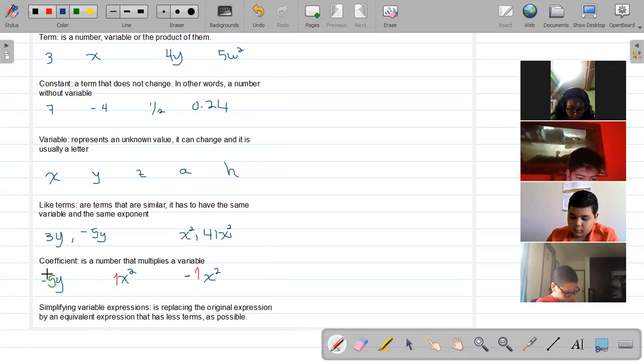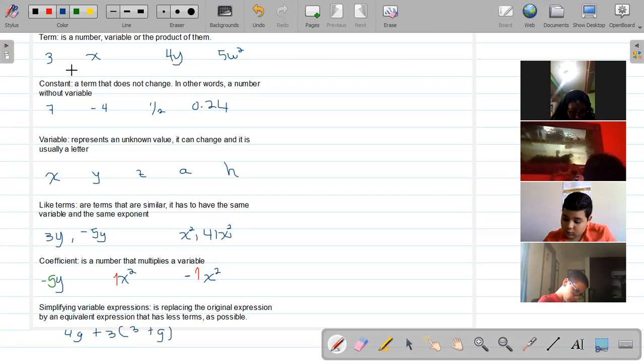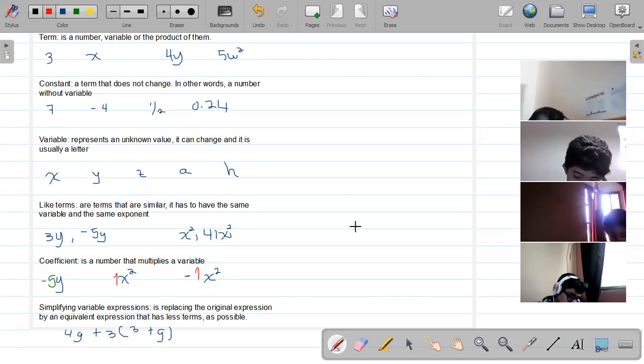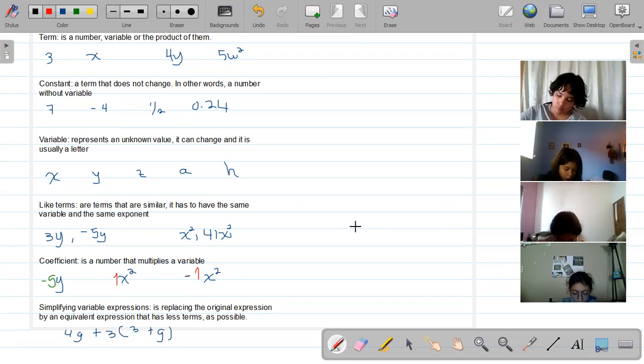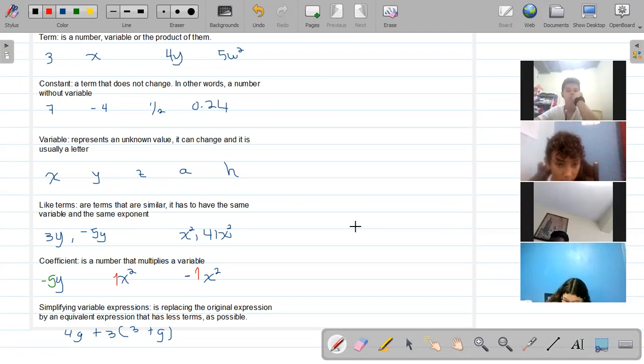Okay, so if I have, for example, I'm going to start with something easy. I have 4G plus 3 parentheses 3 plus G, okay? We have that. And we're going to use a lot of things that we have seen already. We're going to use properties. We're going to use PEMDAS, orders of operations, okay? In this case, we're not going to use exponents yet, okay?